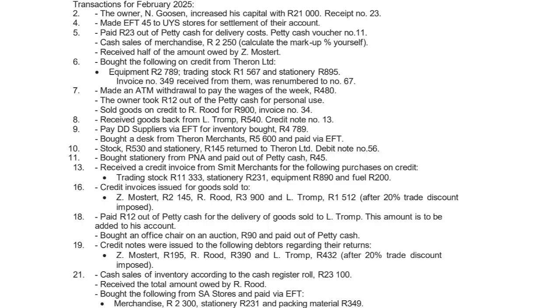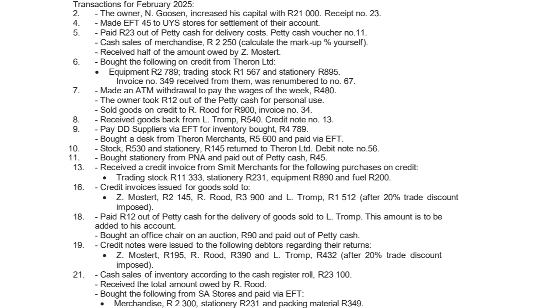Number 2, the second, the owner, Goosen, increased his capital with 21,000 Rand, receipt number 23. Number 4, made EFT 45 to A Stores for settlement of their account. The 5th, paid 23 Rand out of petty cash for delivery costs, petty cash voucher number 11. Cash sales of merchandise 2250, calculate the markup percentage yourself. Received half of the amount by Z Mustard.